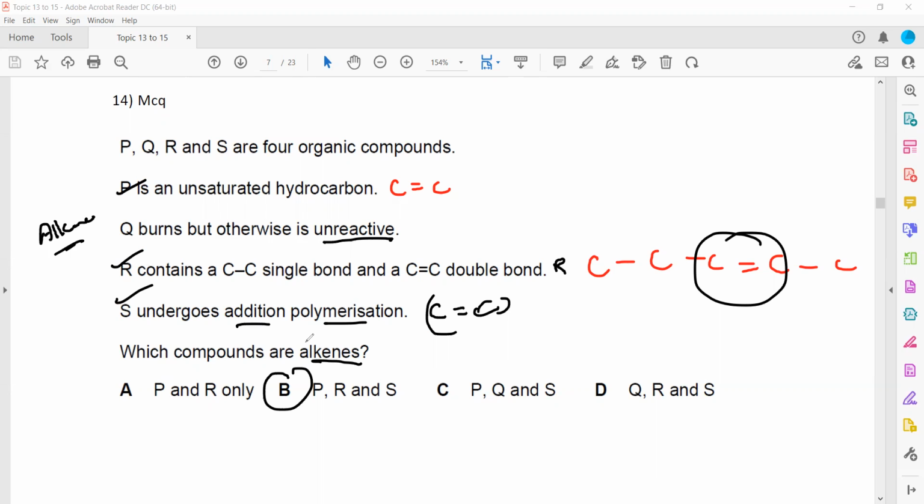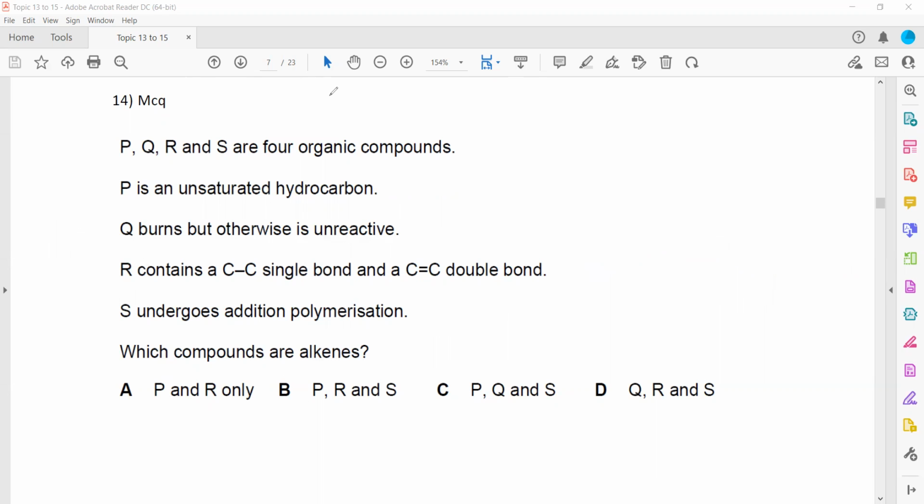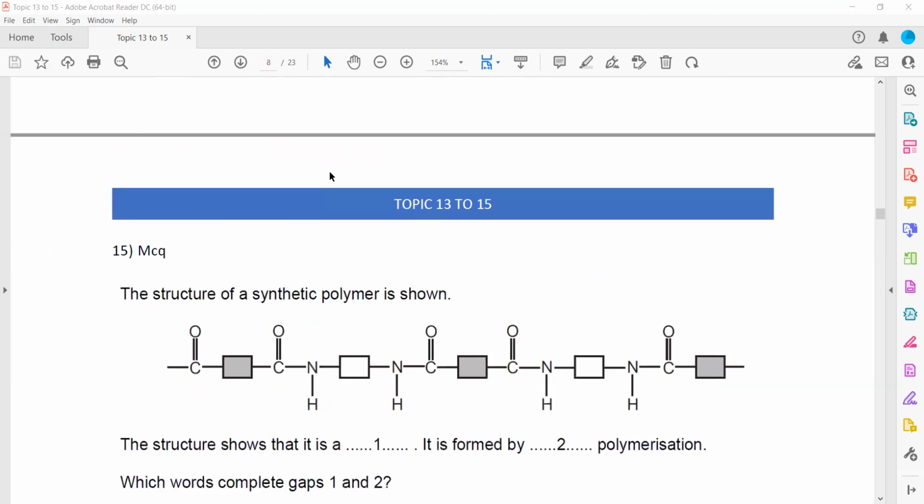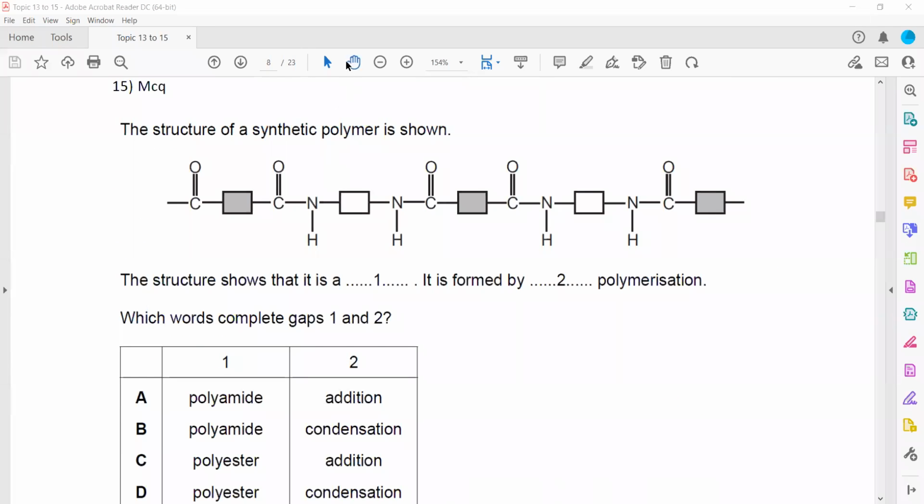Alkenes will have a double bond within the structure, and alkenes are also known as unsaturated hydrocarbons. Alkanes are less reactive as compared to alkenes. A structure of a synthetic polymer is shown.